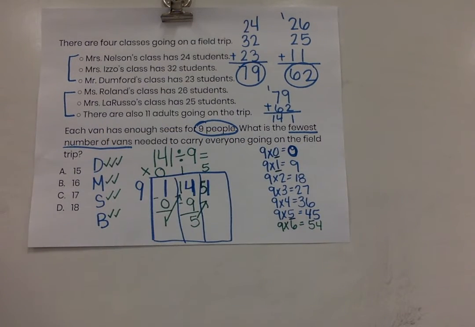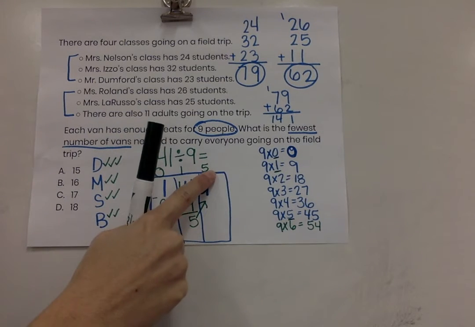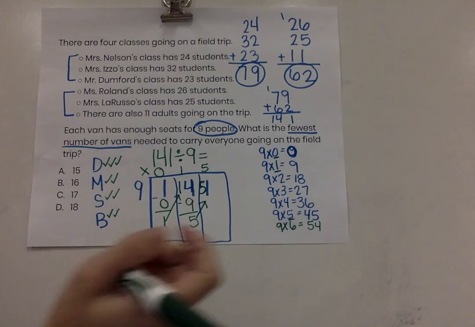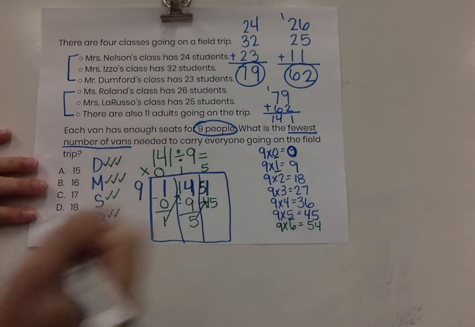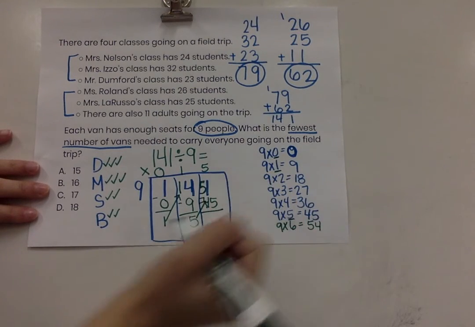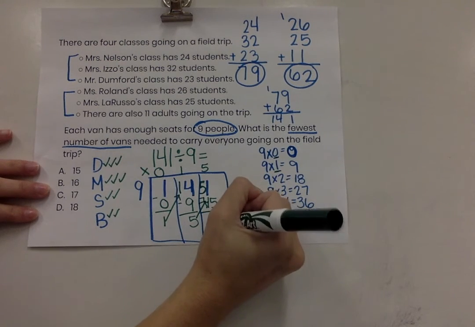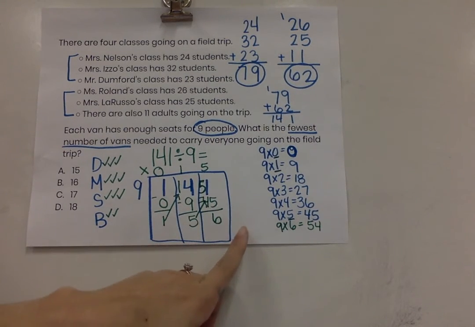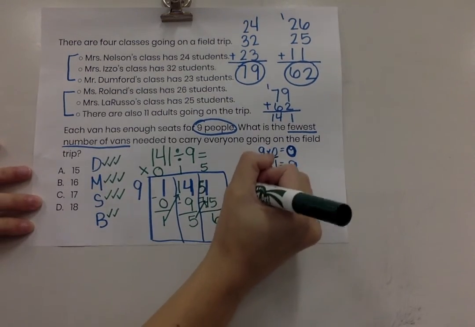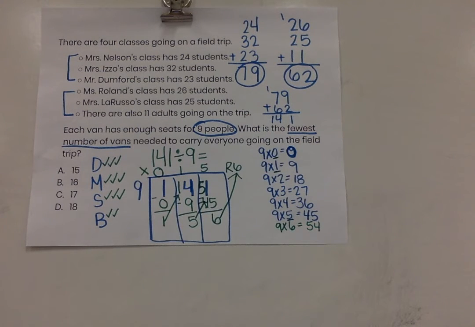Check, we just divided. After divide, we need to multiply. I just wrote this 5 up here, so I'm going to multiply 5 times 9. 5 times 9 is 45. Now we need to subtract. 51 minus 45 gives us 6. Check. Next, we need to bring up. There is not a column to bring this 6 up to, so it becomes our remainder. So we have a remainder 6.